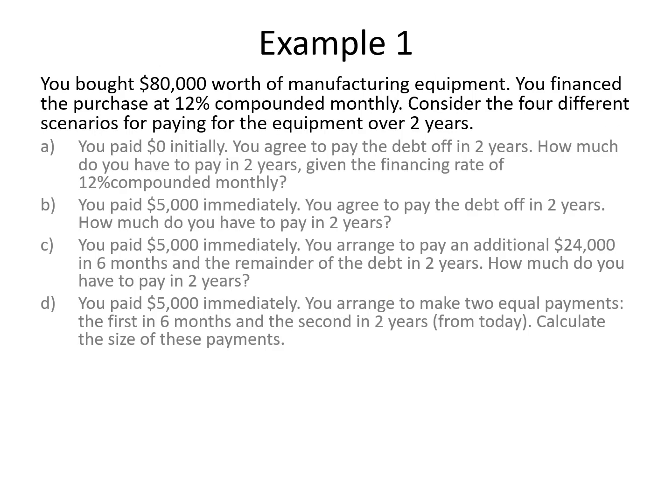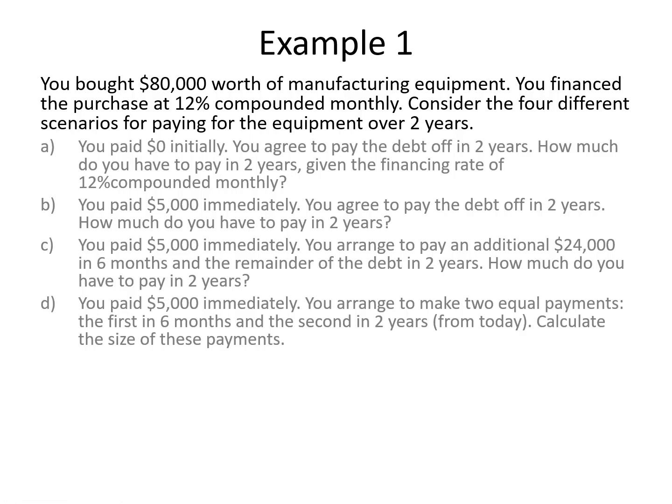Example 1, you bought $80,000 worth of manufacturing equipment. You financed the purchase at 12% compounded monthly. Consider the 4 different scenarios for paying for the equipment over 2 years. And so we have 4 different scenarios laid out here, A, B, C, and D. Different ways that we could pay for the $80,000 worth of equipment.